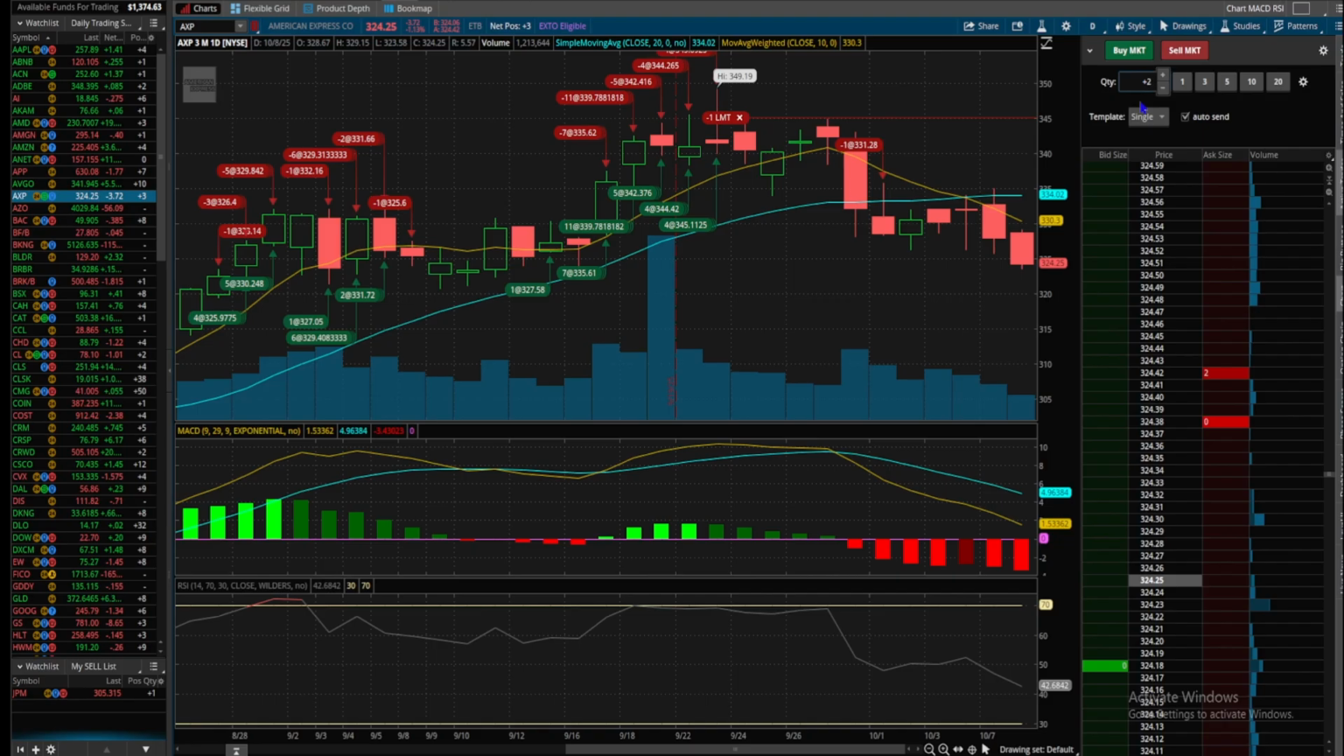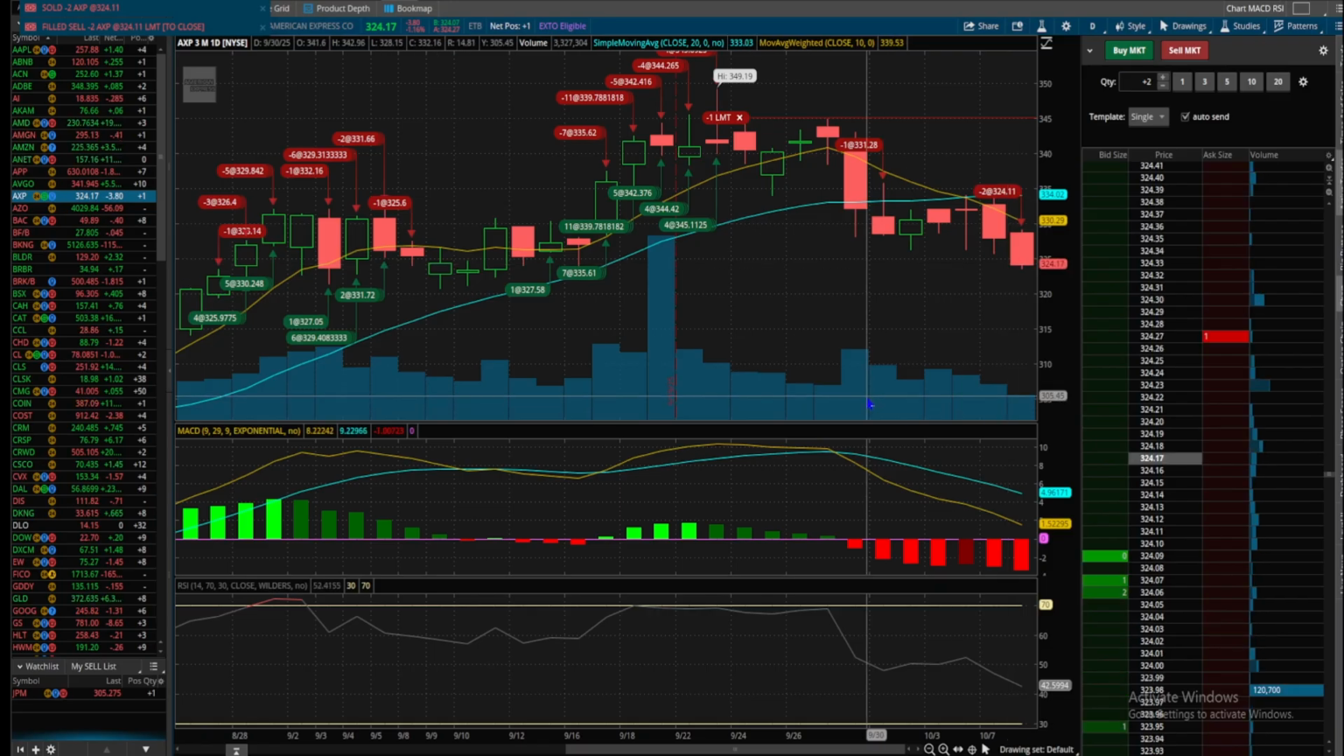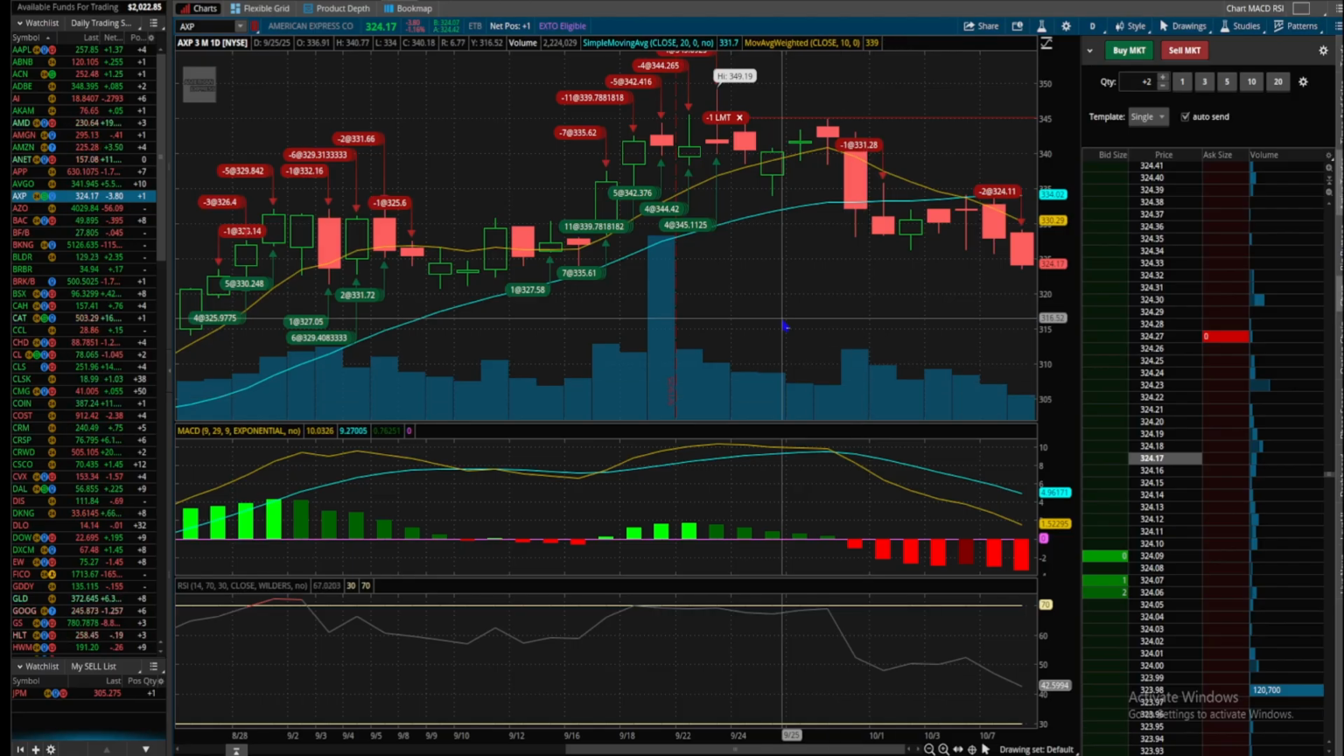So we're going to bump this up to 2, and we're looking to sell 2 shares at, see if we're able to sell them at $324. I bought those at $308. So that's $16 profit per share. So that's a $32 profit on the sell of those shares of American Express.